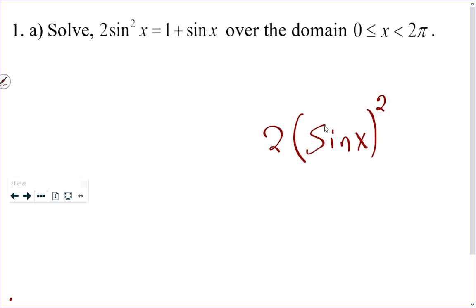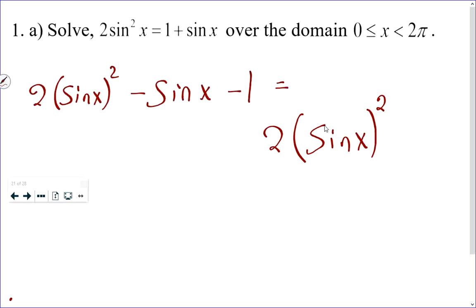And when it comes to your calculator, we'll talk about how you would enter something like sine squared of x. But what that basically means, and I'm going to write it out this way just for this one, is we have 2 sine of x quantity squared, minus 1 sine of x, and we have minus 1 equal to 0.